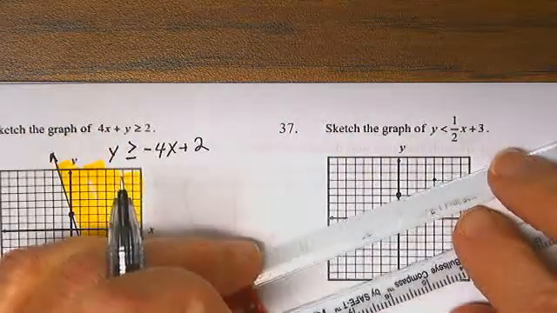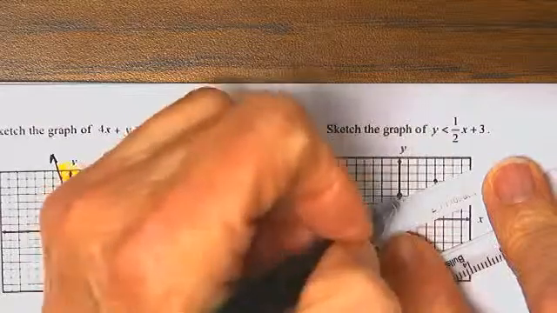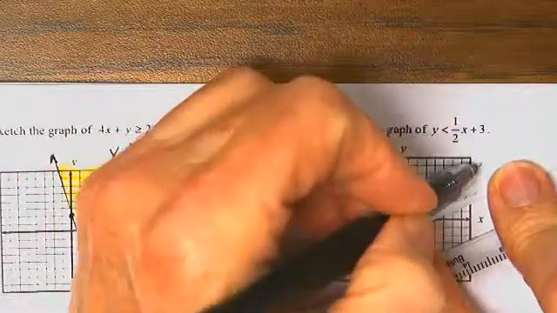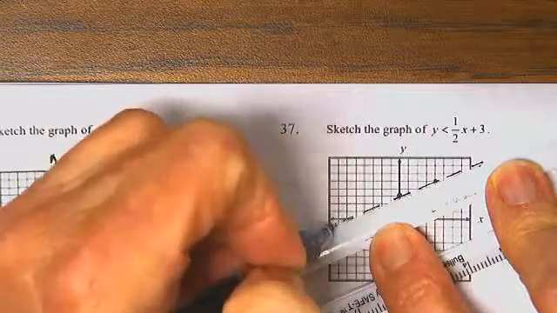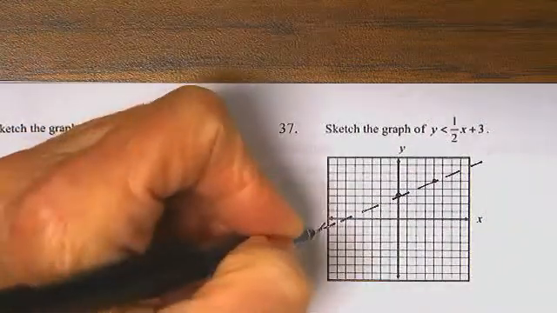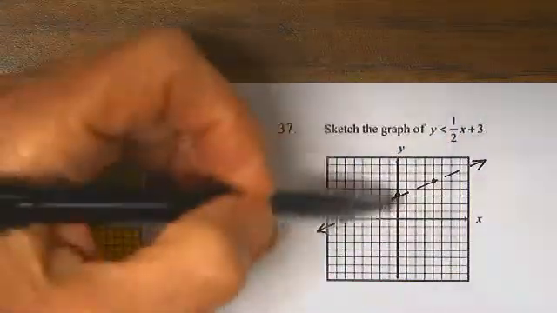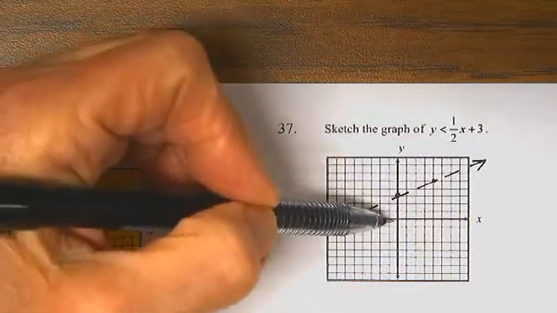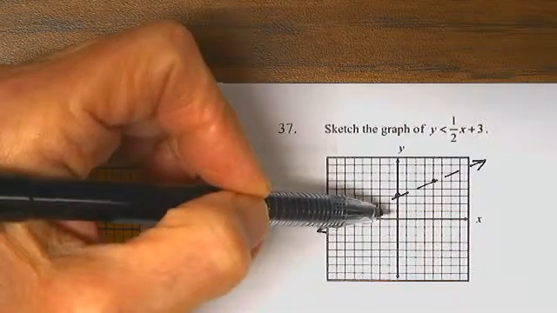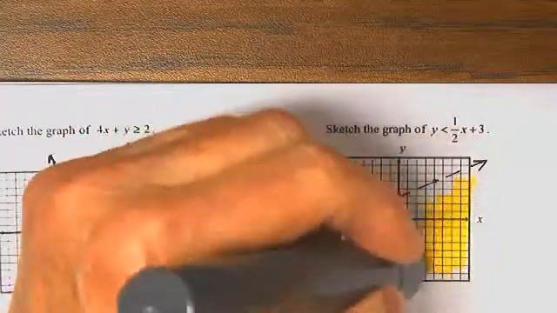2 points determine a line. There's my inequality. Now, is 0 smaller than 3? Absolutely, 0 is smaller than 3. So I shade below the line, and we're done with that problem.